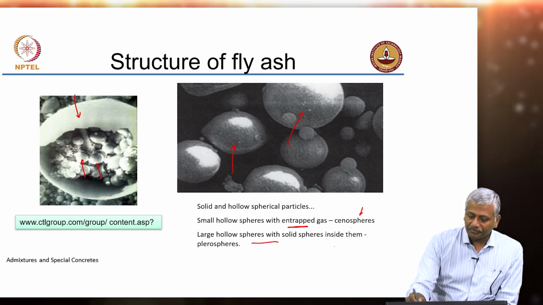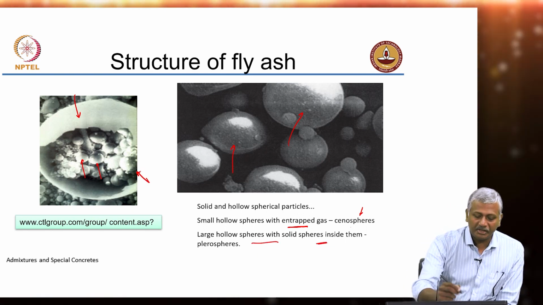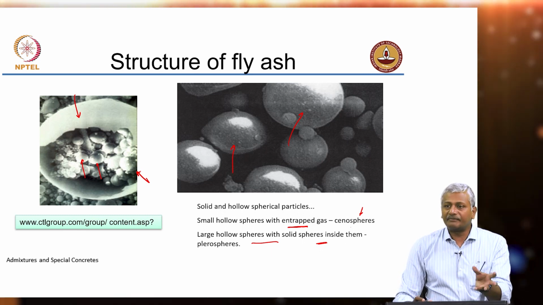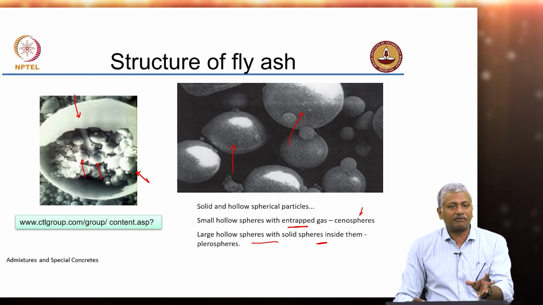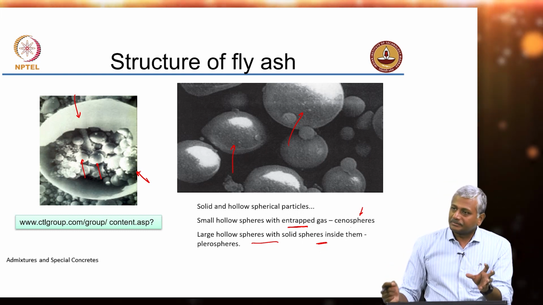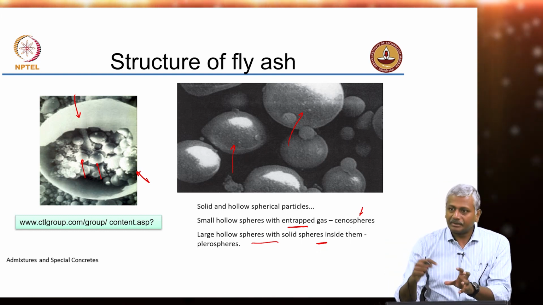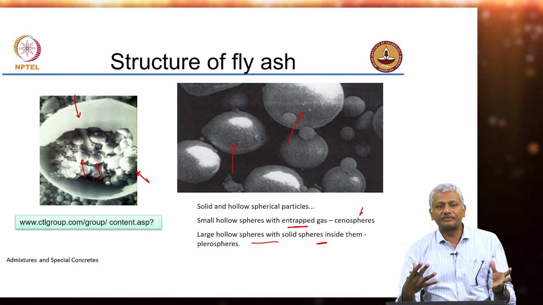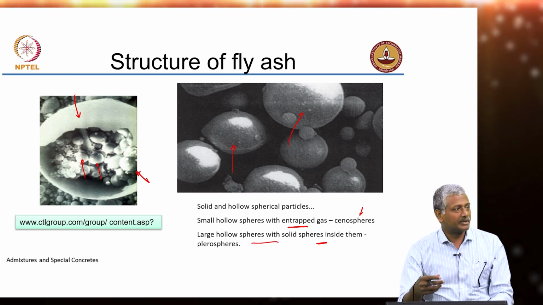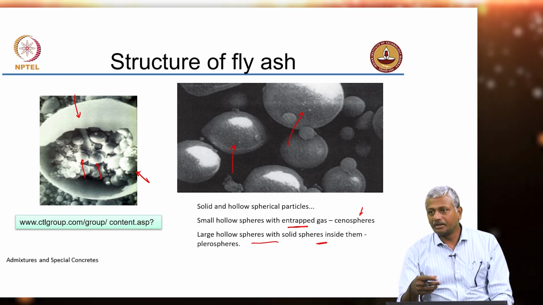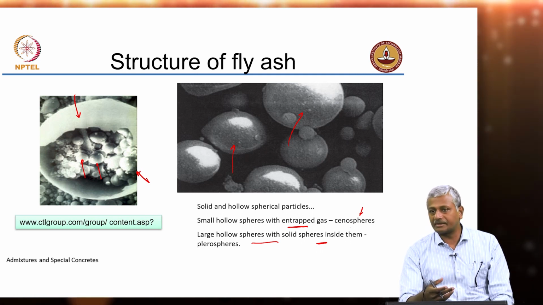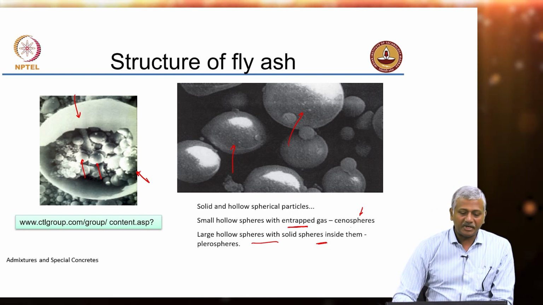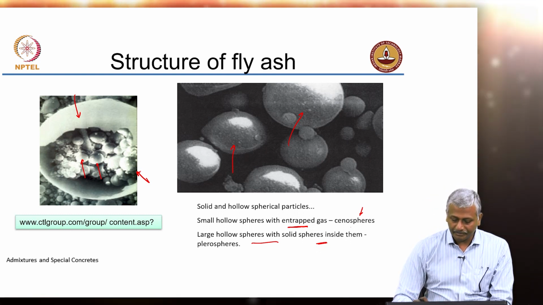Large hollow spheres with solid spheres inside them, like what is being shown in this picture here, are called plerospheres. So, when you have an abundance of such plerospheres in your fly ash, you have to imagine that the material first has to get this glass broken to release the reactive silica particles out that can actually do the reaction with your lime. Okay. So, there could be conditions like this also, which may have a combination of particles embedded inside this gas bearing spherical particle.